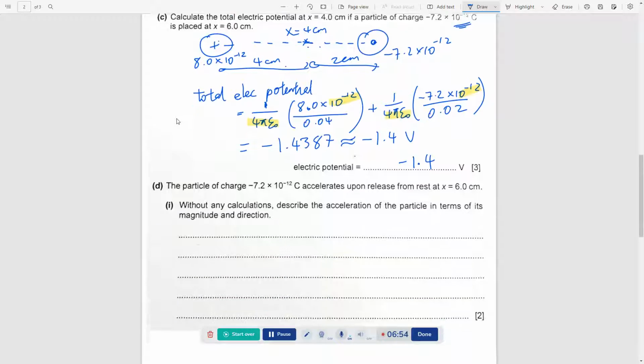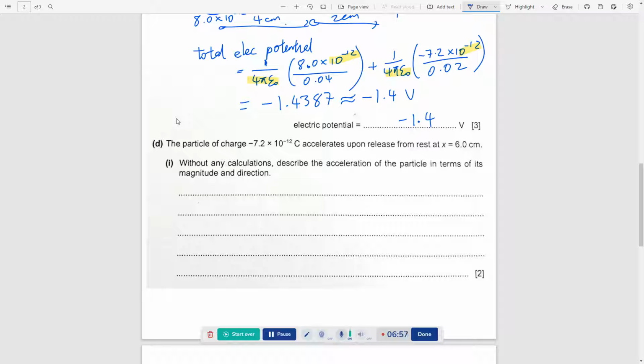Okay, so the particle then accelerates from rest at x equals 6 cm. Without any calculations, describe the acceleration in terms of its magnitude and direction. So without any calculation, basically it's going to be a positive and a negative charge here. The negative will of course be attracted. So we are supposed to describe the acceleration, in other words, you need to understand how the forces change. Because F equals ma, we can identify how the acceleration changes based on the changes in the resultant force. And in this case, the resultant force is going to be the electrical force of attraction between the positive and the negative.